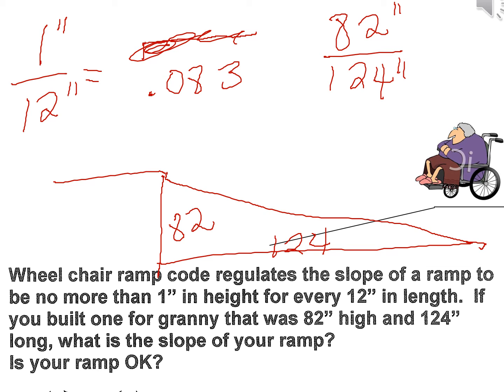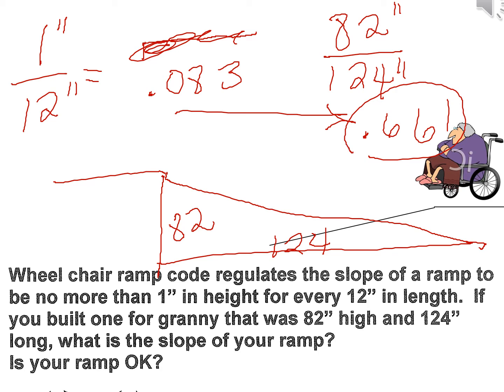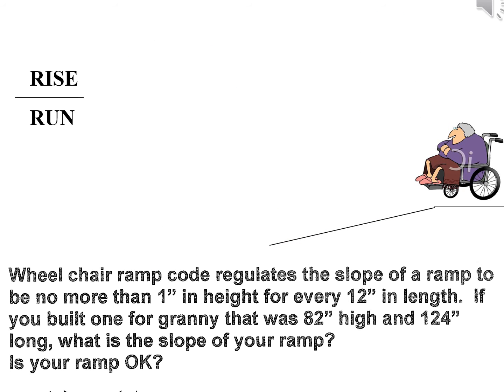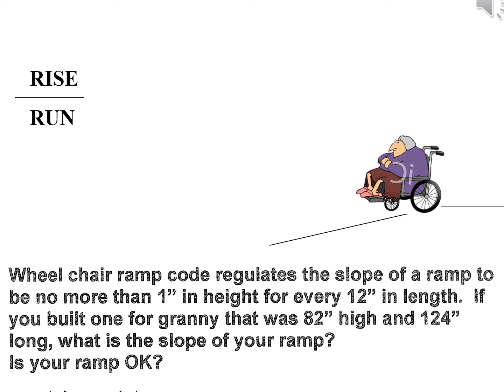So we just divide that on the calculator. Like I said, people in business, they use the decimals, and it's so much easier to compare. So you get 0.661. So look at that compared to that. Is her old ramp for her house higher than the 0.083? Yeah, it's like 6 times higher. So that is not good, and you need to tear that down and fix it.